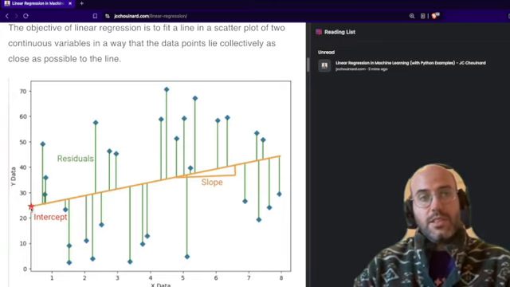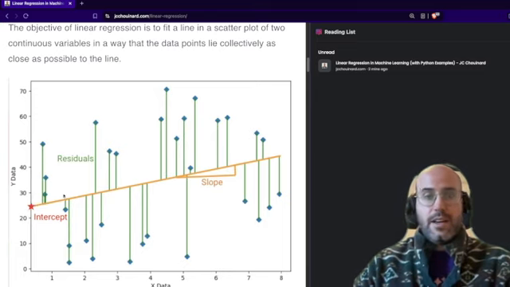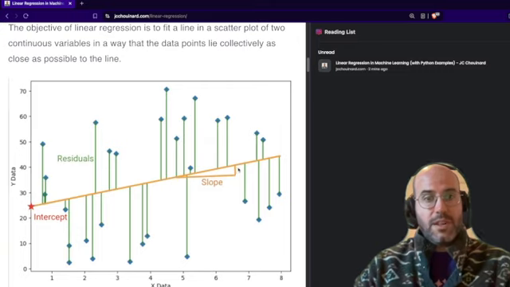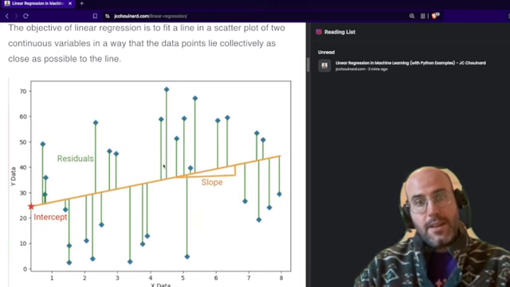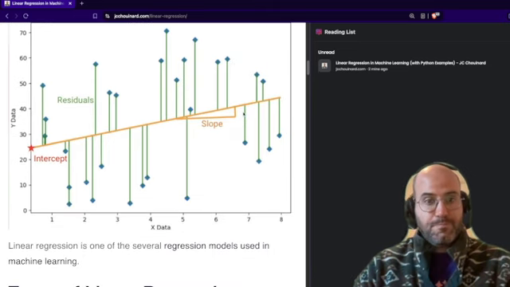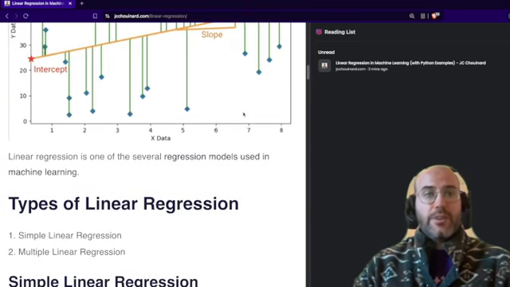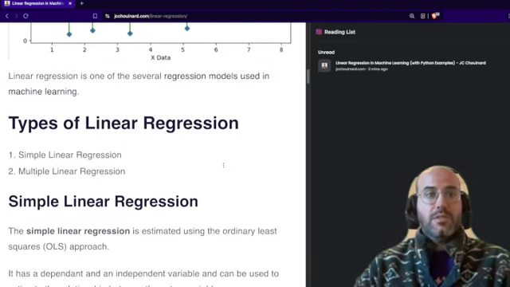So we start with an intercept that touches the y axis, and we have a slope that helps us calculate the slope of the line. And then we will look at the residuals, the green lines, in order to calculate the error. So linear regression is just one of the several regression models that you can use in machine learning.